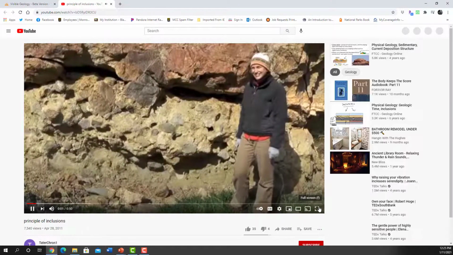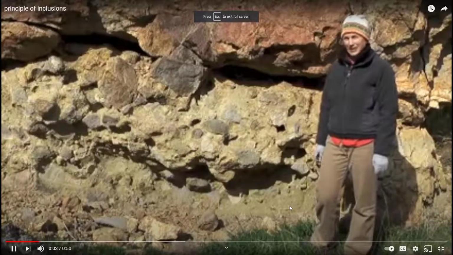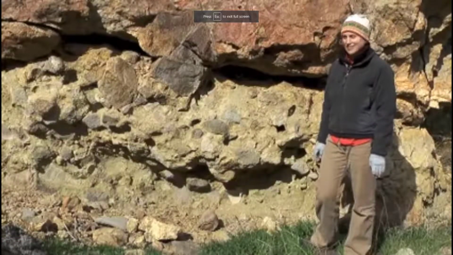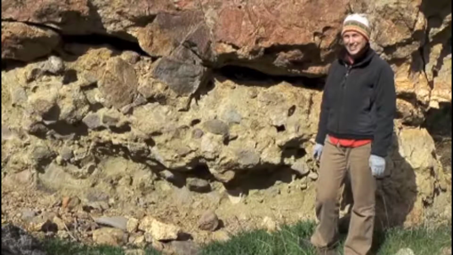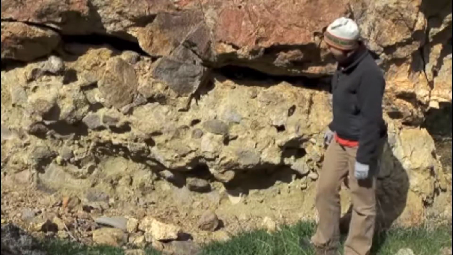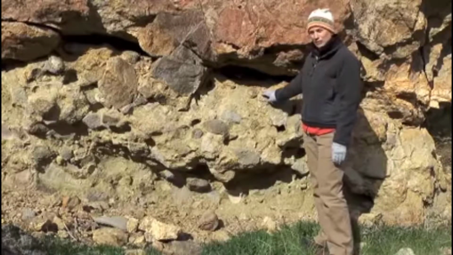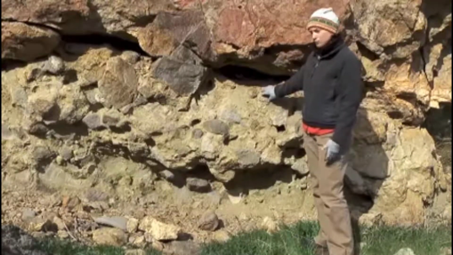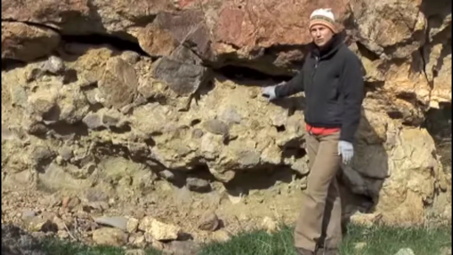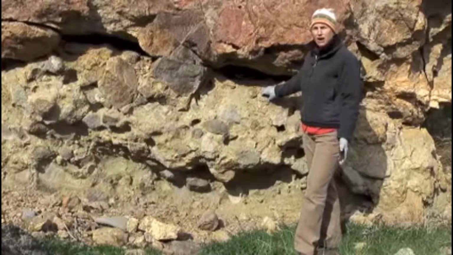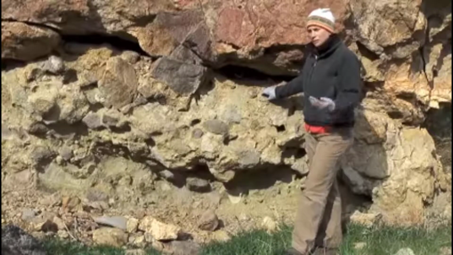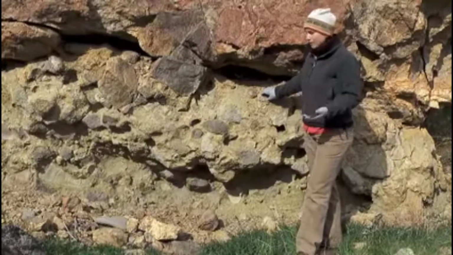I'm standing next to a volcanic breccia in the Clarno unit of John Day Fossil Beds National Monument in Oregon, and this volcanic breccia nicely illustrates the principle of inclusions, which is a rule that we can use to help us establish the relative age of rocks. The relative age being which one's older, which one's younger.